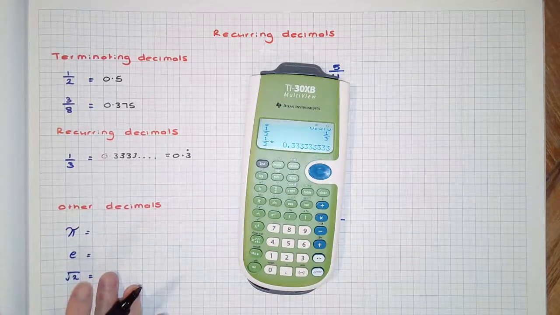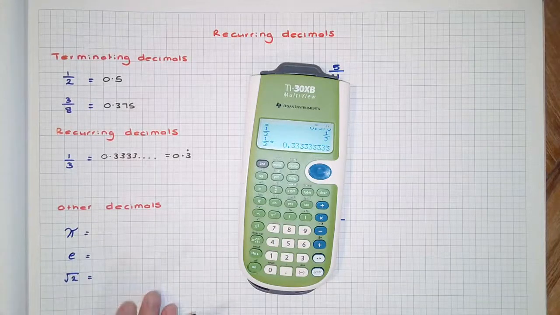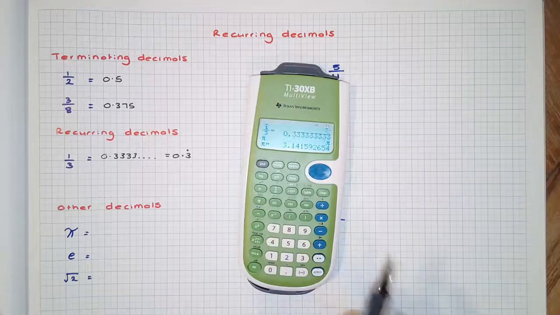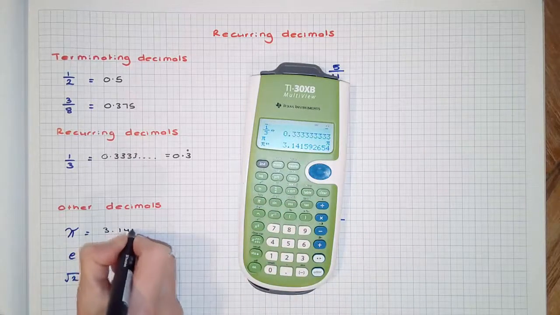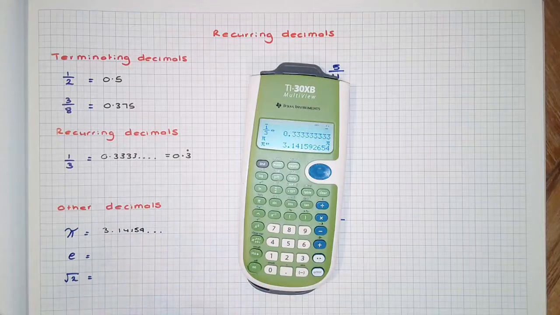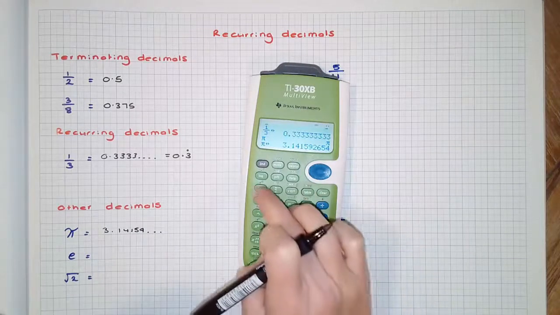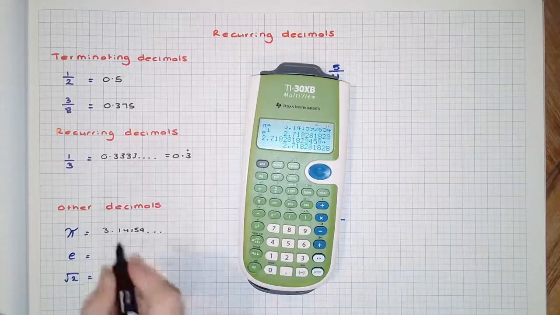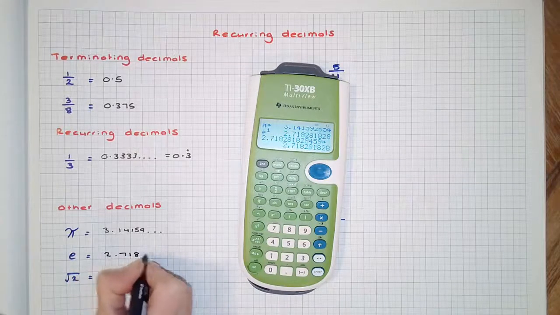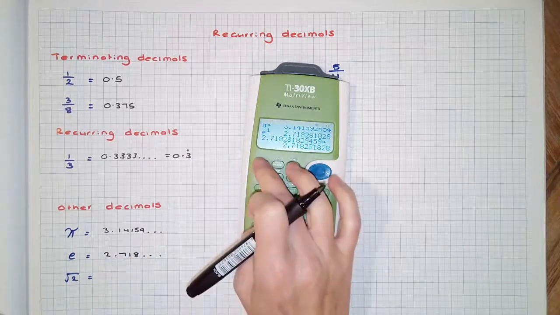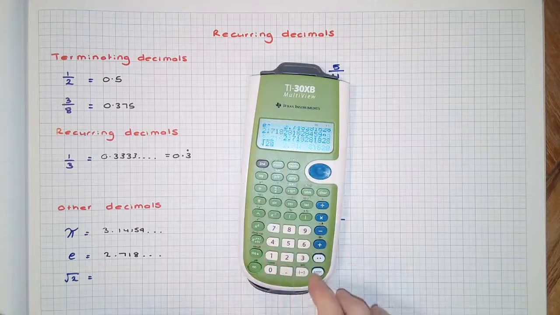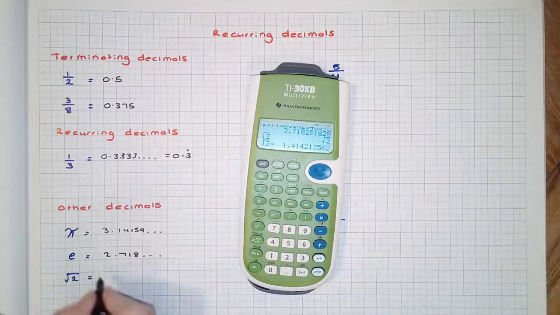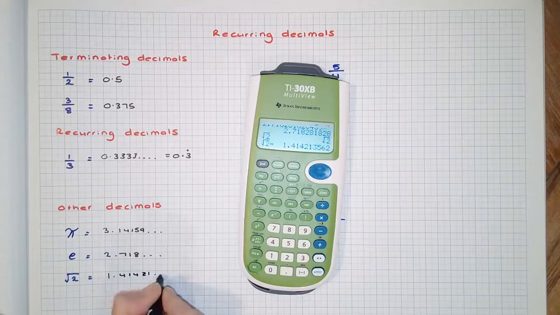There are other decimals that don't terminate or have a recurring pattern. For instance, pi is 3.14159, etc. E is 2.718, etc. Our square root of 2, which is known as a surd, is 1.41421, etc. So they do not have a recurring or repeating pattern. So just call them other decimals.